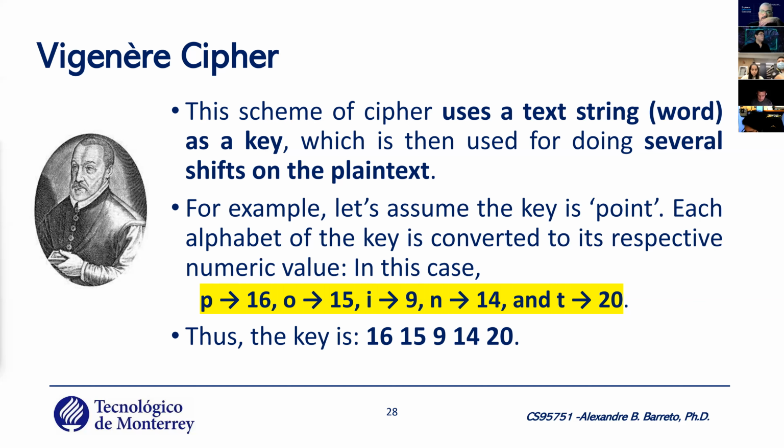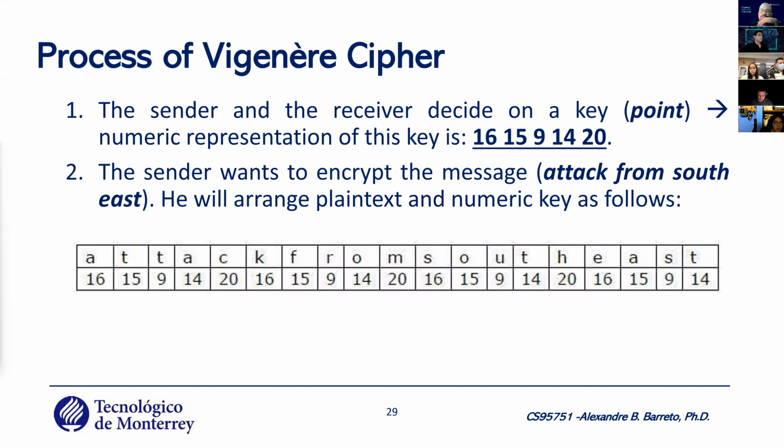I believe there is one example here. The key is POINT. Transform POINT to numbers: 16, 15, 9, 14, 20. And the message is attack from southeast. It's the clear text message, and you want to cipher this message. How to do it?